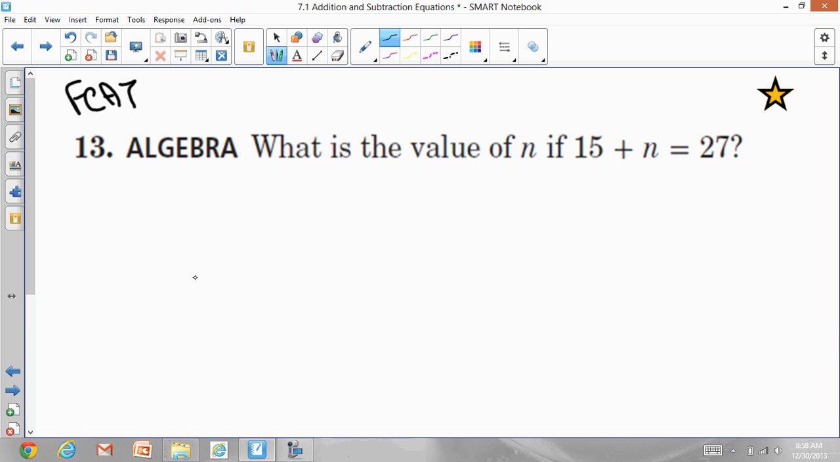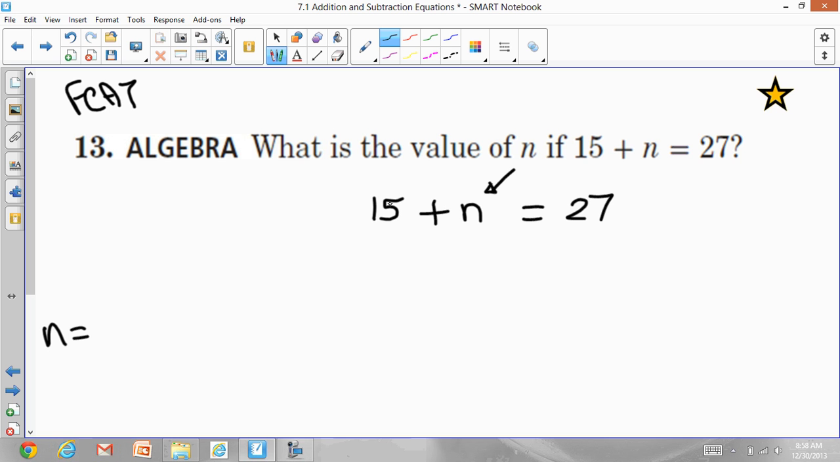Now let's focus on question number 13. What is the value of n if 15 plus n equals 27? They are asking you 15 plus what number should equal 27. So this is also a one-step equation. They want you to find what n is. If you want to find n, you don't want this 15. You just want n equals. You just want to get the variable alone.